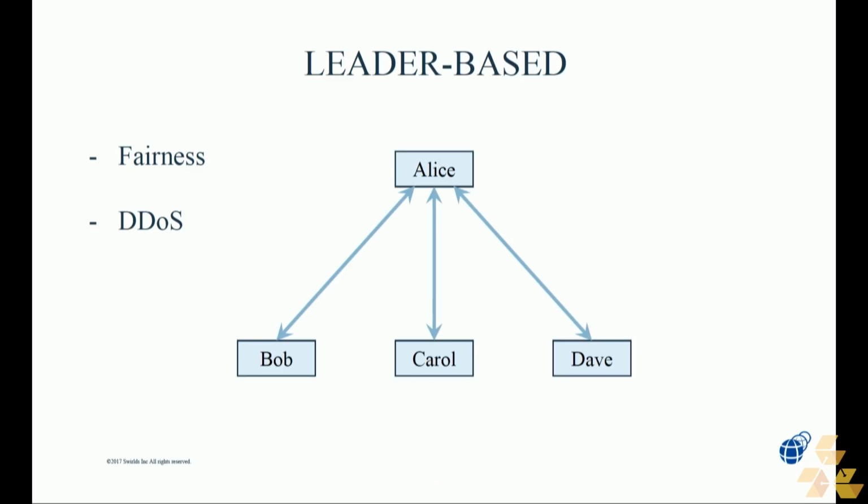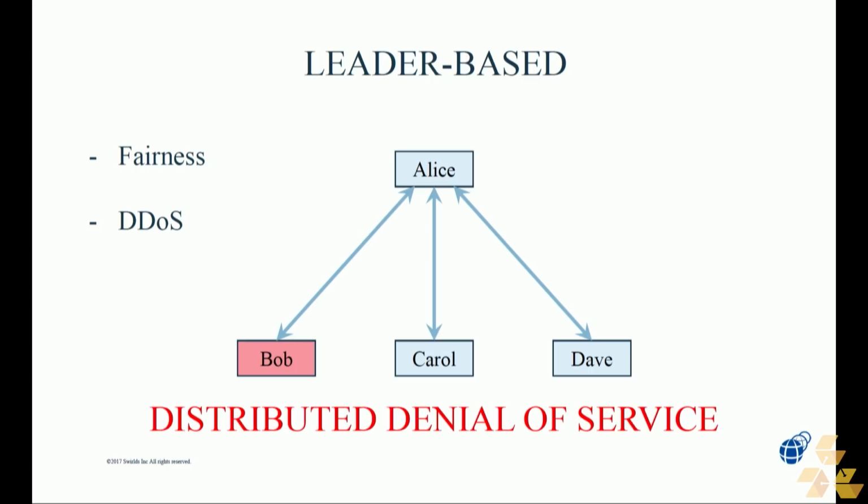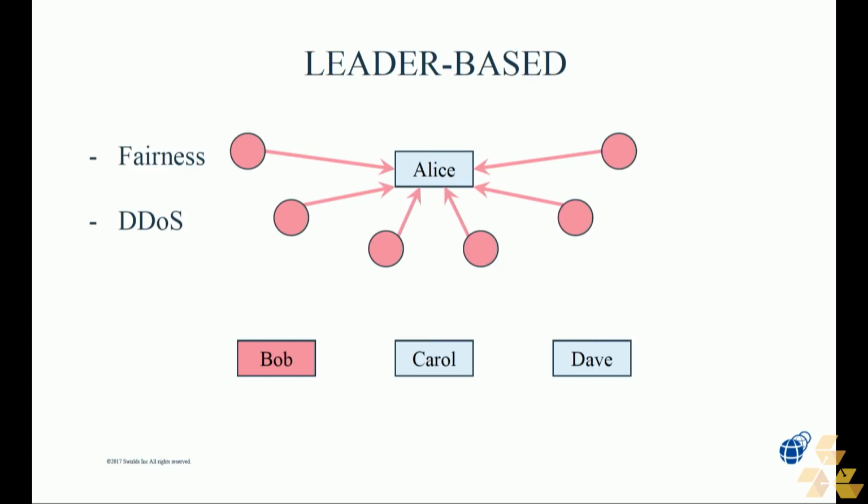So what happens with leader-based? If Alice is the leader, here's a problem in addition to fairness, is the DDoS attack. What happens if Bob is malicious or has a virus on his computer? And he directs a botnet, a bunch of compromised computers, out on the internet, and they all attack Alice, shutting her down. Then we're all shut down. And by the way, this might not be a traditional leader-based system.